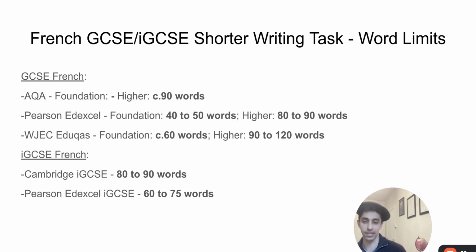And Pearson Edexcel iGCSE, as mentioned, has a combined reading and writing paper. So both skills are in the same paper. The iGCSE exam boards do not have a distinction between foundation and higher tier at all. And yeah, worth noting, of course, that AQA and Pearson Edexcel GCSE have just changed or updated their syllabus and formatted their exams as well for the exams starting from 2026.